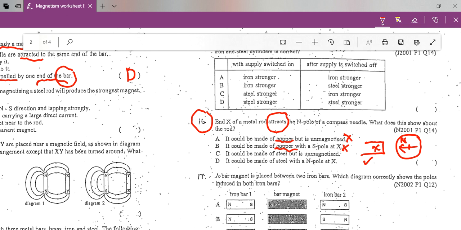Hold on first. Then D, it could be made of steel with N pole at X. If N pole is at X, then it should repel the north pole of the needle. So this doesn't make sense. So the last point is also wrong. The answer is C. All right.